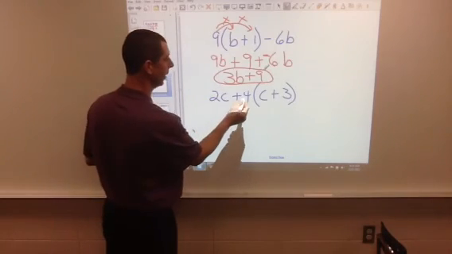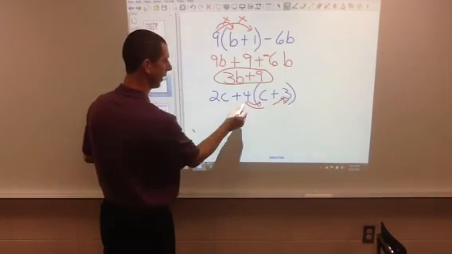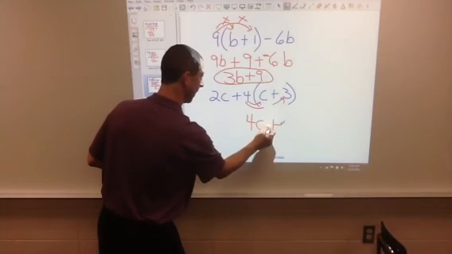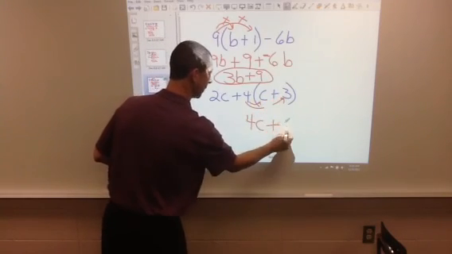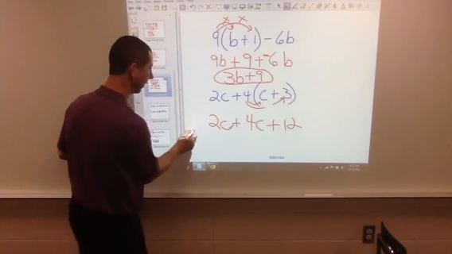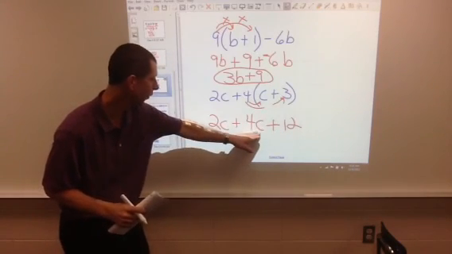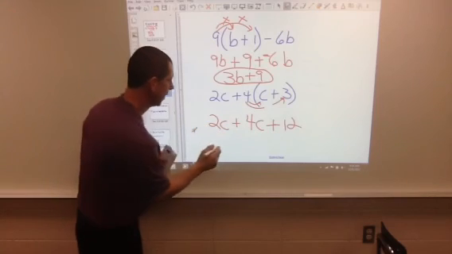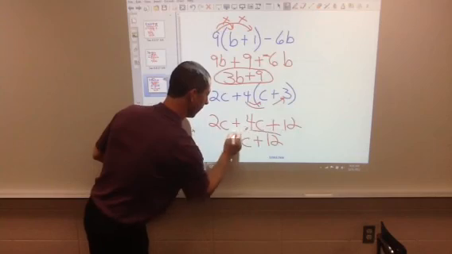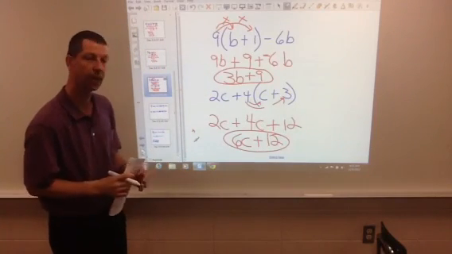Okay, let's try this one. Same thing, first step is to multiply here. So 4c plus, I bring that addition sign down, 4 times 3 is 12. Now I rewrite the rest of this. Now I've eliminated my parentheses and now I can combine like terms. Well, 2c and 4c are like terms, they can be added together to make 6c. 6c plus 12, and that is it. That is in simplest form, I can't go any further with it. That's it.